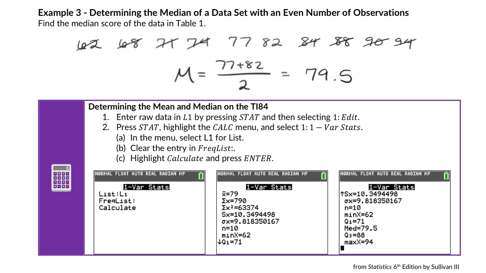Okay, we're going to go to stat and we're going to go to edit. If there's anything in your calculator, just press second plus 712 and get rid of it because AP took a test this morning and changed all of your settings anyways. Second plus 712. But we're going to enter the entire raw data into L1 and L1 only. So that means I'm putting 62 enter, 68 enter, 71, 74, 77, 82, 84, 88, 90, and 94. So I'm entirely in L1 on the stat edit screen.